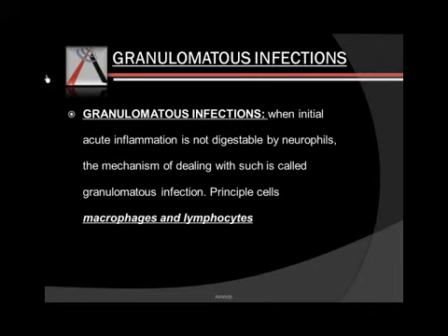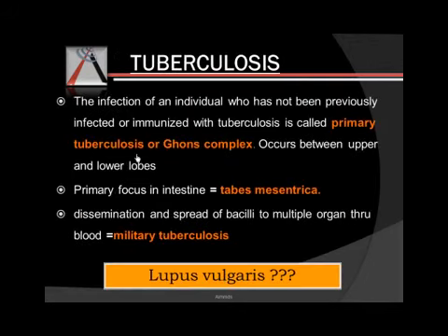Next we talk about granulomatous inflammation. When an initial acute inflammation is not digestible by neutrophils, the mechanism that deals with such a scenario is called granulomatous inflammation. The principal cells of granulomatous inflammation are macrophages and lymphocytes. We'll see a few important granulomatous diseases. The most important one is tuberculosis.